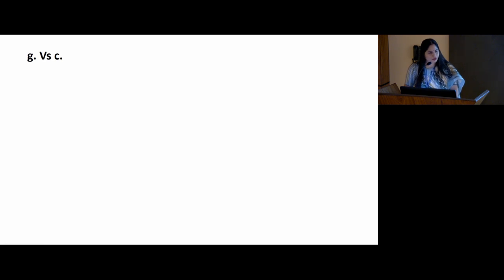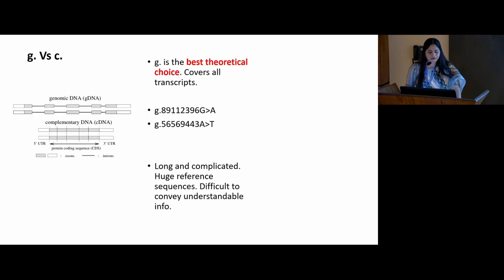Now, which would you prefer to use, G versus C, genomic coordinate versus C? When we look at genomic, it is best for theoretical purposes, because it tells you the complete detail of exactly where the genomic coordinate change is happening. But you can see that it is very long.